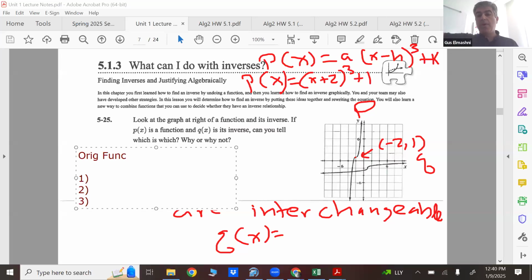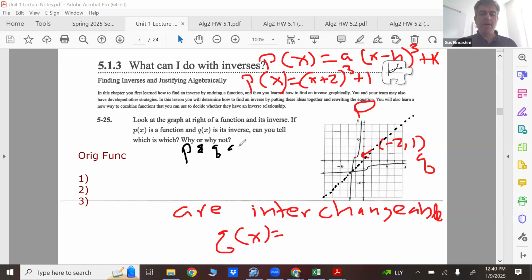So if you look at P of x, I'll call it the original for now. The Q could have been the original also, it doesn't really matter. But I do know they're inverses. And how do I know they're inverses? Because actually, I should have stated that earlier. That's my fault. How do I know they're inverses? Does y equals x cut that in half? Does it go right through the middle? It does, yeah. So P and Q are symmetric about what again?